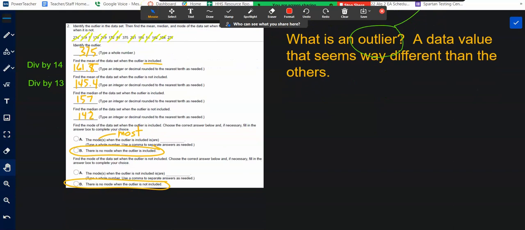There is no mode on these two because nothing repeats. Nothing repeats at all. You can have multiple modes. We do not have a mode on this one at all.